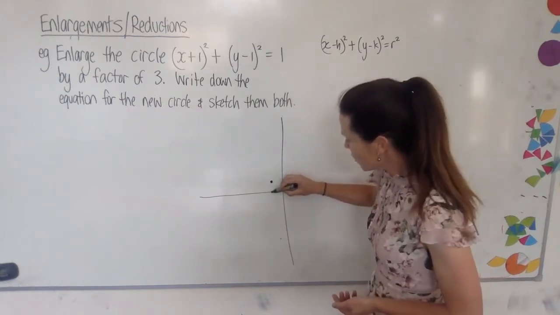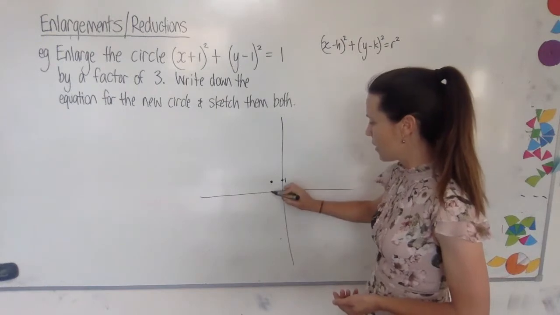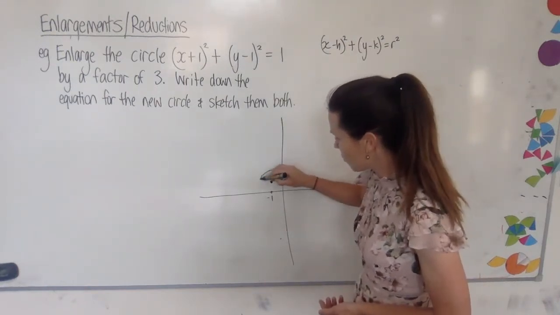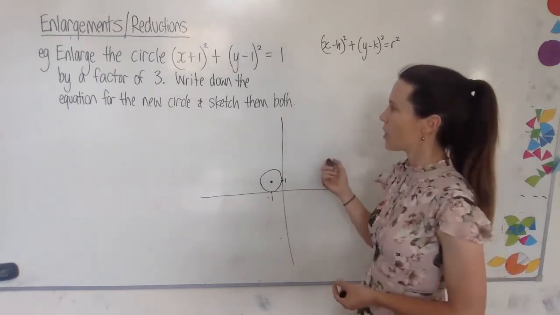So that means it's going to just touch the x-axis there and just touch the y-axis there at negative 1 and 1. And it's going to go over here, and I can just draw it in there like that with its radius of 1. So I've got an idea what I'm working with.